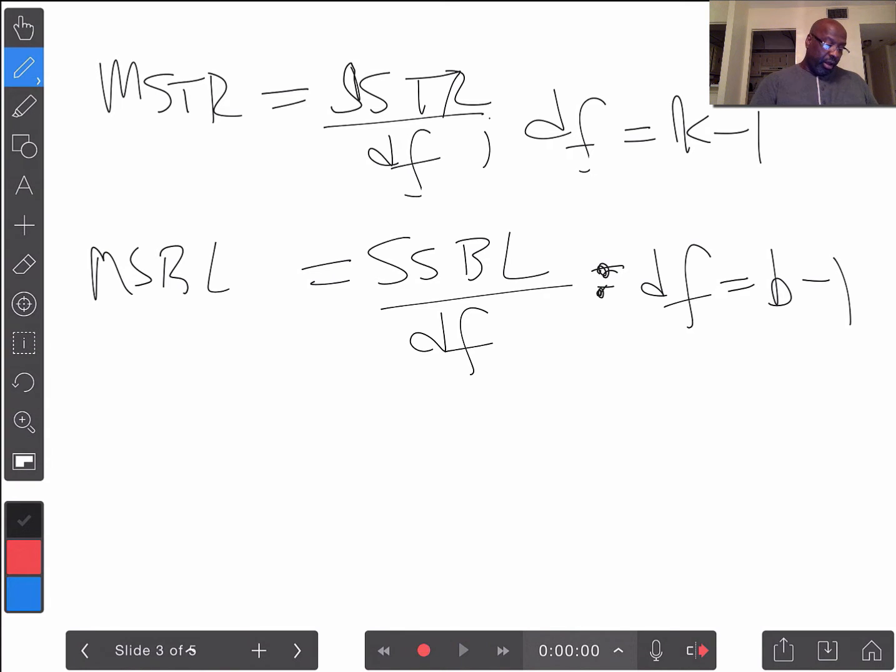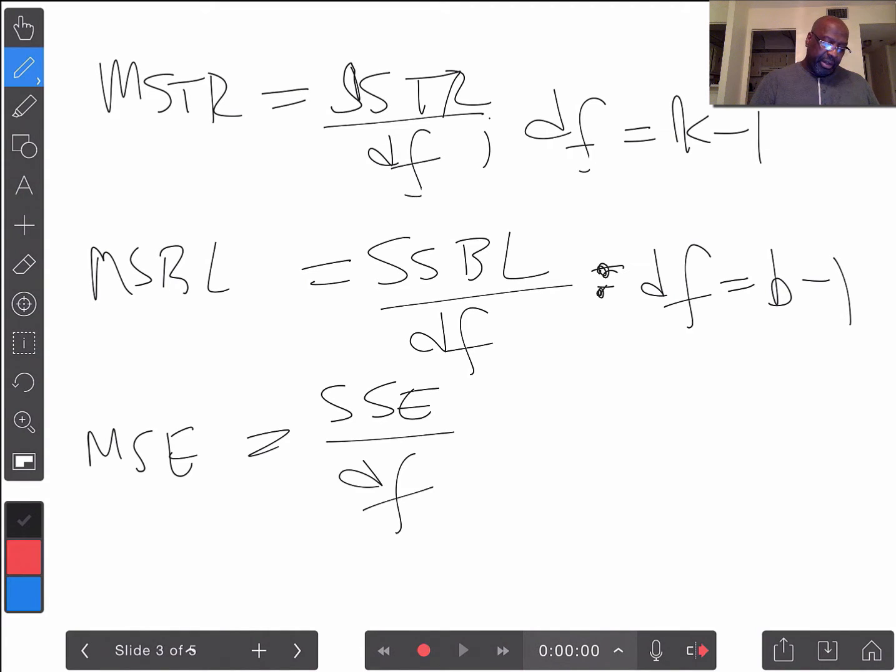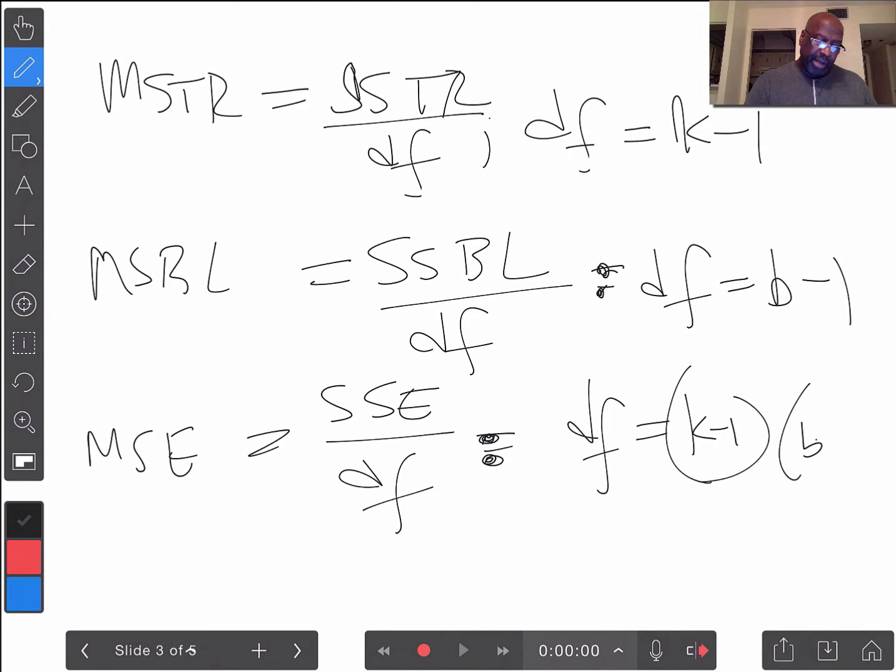And for MSE, mean square due to the error, is SSE over its degrees of freedom, but the degrees of freedom is k minus 1 times b minus 1. All right? And then, of course, the overall degrees of freedom is n minus 1. So we have all the formulas that we need. Now we could actually go ahead and solve this problem.